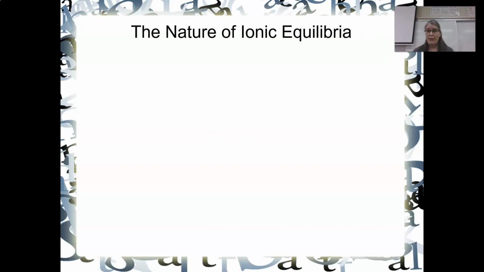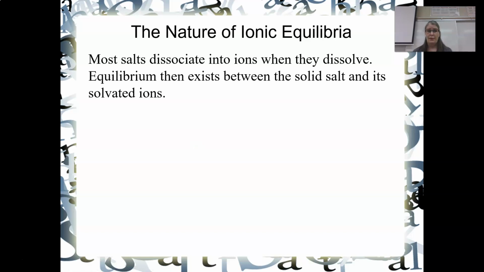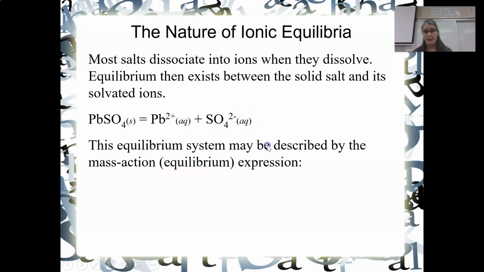So let's think a little bit about the equilibrium situations we're looking at. Most salts, of course, will dissociate into their separate ions when they dissolve. The equilibrium then has the solid salt as the reactant and the solvated ions as the product. So for example, lead sulfate would form a lead ion that is aqueous and a separate sulfate ion, which is aqueous. And then we could just write a mass action equilibrium expression using the same rules that we've been using.